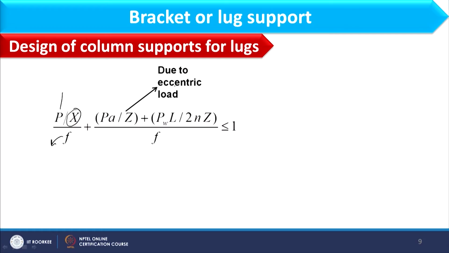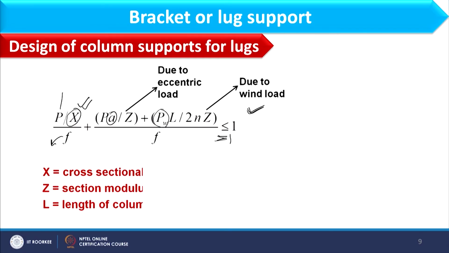So this PA by Z is due to the eccentric load, because when P acts, it will have eccentricity considering A. So the eccentric load will be considered by this expression, and this expression will be given due to wind load, as PW will be there. This is the design equation where the extreme condition would be when it is equal to 1. So while equating this to 1, we will solve this equation and find the value of X. Here X is the unknown parameter, which is the cross sectional area of the column.